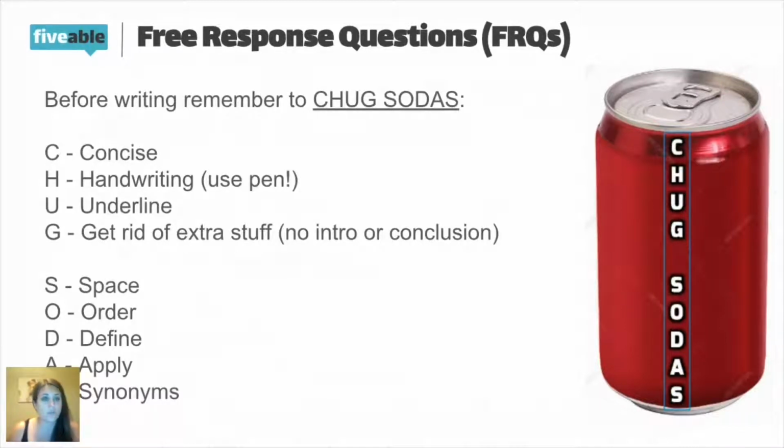And then you're getting rid of extra stuff, meaning we don't write a conclusion or an intro. We just get right into the meat of the response. Make sure we space out our writing, so we leave a space between paragraphs. You should respond to the prompt in the order it was given. You should define every term and apply every term and use synonyms when appropriate.